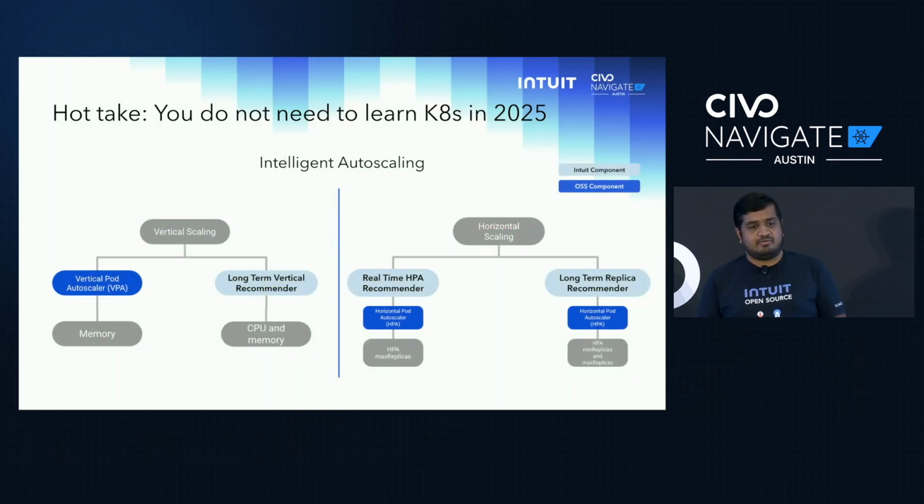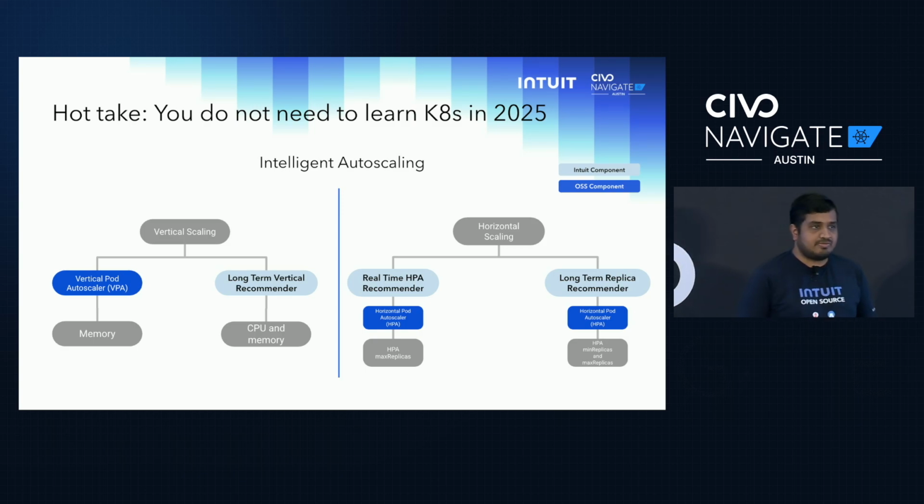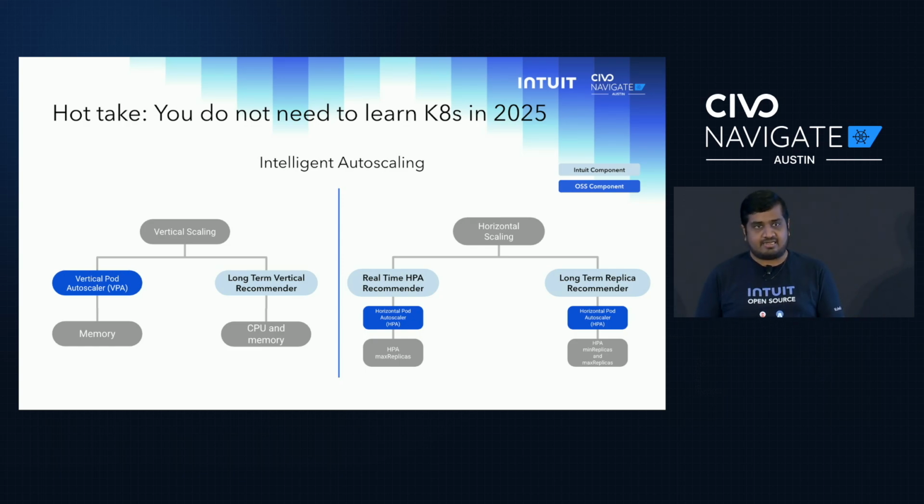Another thing we did was intelligent autoscaling. So yes, Kubernetes comes with some autoscaling features, but again, it was too complicated. You had to figure out what to put as a min replica, what to put as a max replica, and then how to keep changing it. So we built some Intuit components as well. Like here, you see the long-term, and these are differentiated by either vertical scaling or horizontal scaling.